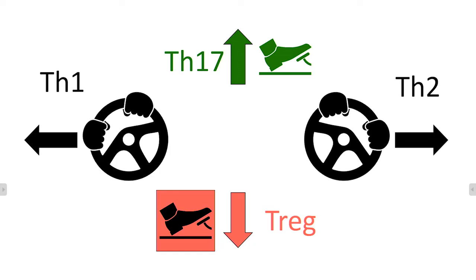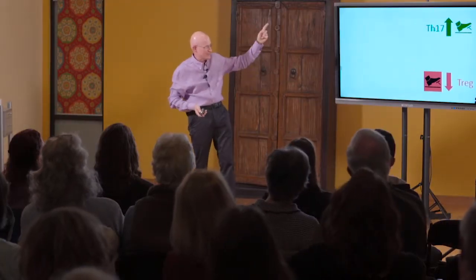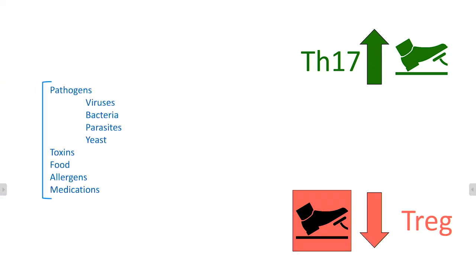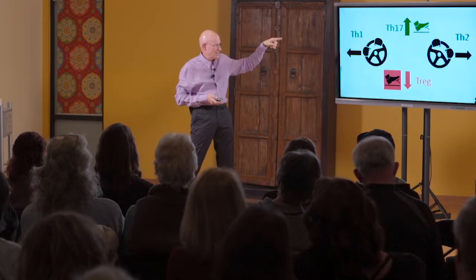So you look at this, they got the fancy names Th1, Th2, Th17, and Treg cells, or you're just like, I don't know what he said, right and left steering, faster or slower, I can get that. It doesn't matter. What really should interest you is what happens when your Th17 goes up. And what makes that go up? What makes the immune system get overregulated, overamped? And there's a whole bunch of bad things that do that. Viruses and bacteria, parasites and yeast, toxins, food, allergens, and medications, they all essentially take Th17 and make a mess out of it.